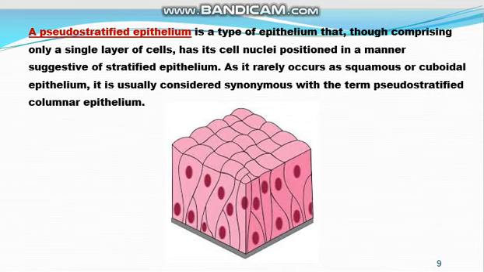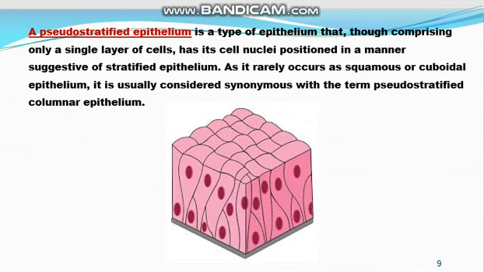Pseudo means false. This is a type of epithelium that, though comprising of only a single layer of cells, that is a simple epithelium, has its cell nuclei positioned in such a manner that it looks like a multi-layered epithelium. And as it rarely occurs as squamous and cuboidal epithelium, it is usually considered synonymous with the term pseudostratified columnar epithelium.